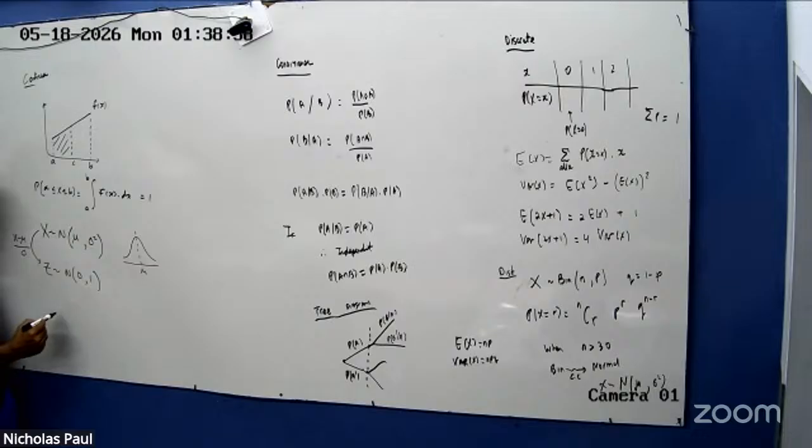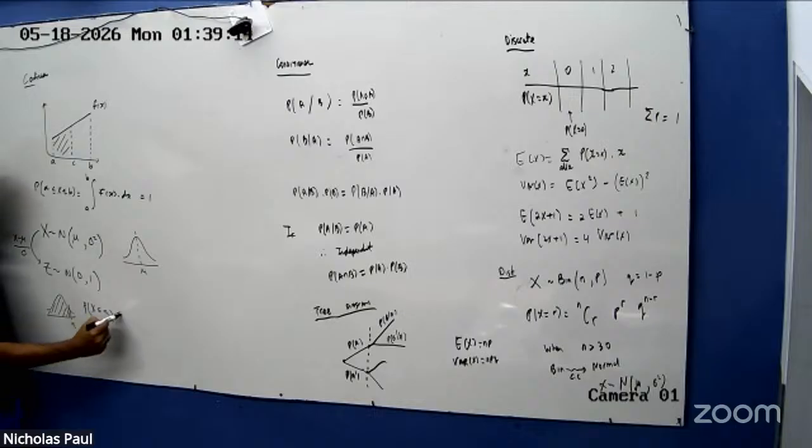Remember that all our tables are designed to give us the less than value. So if I said the probability of X is less than or equal to A, I can read that off from here.